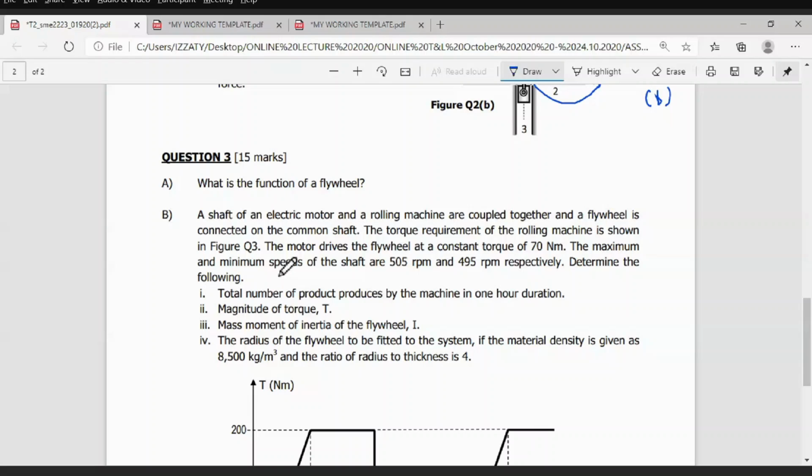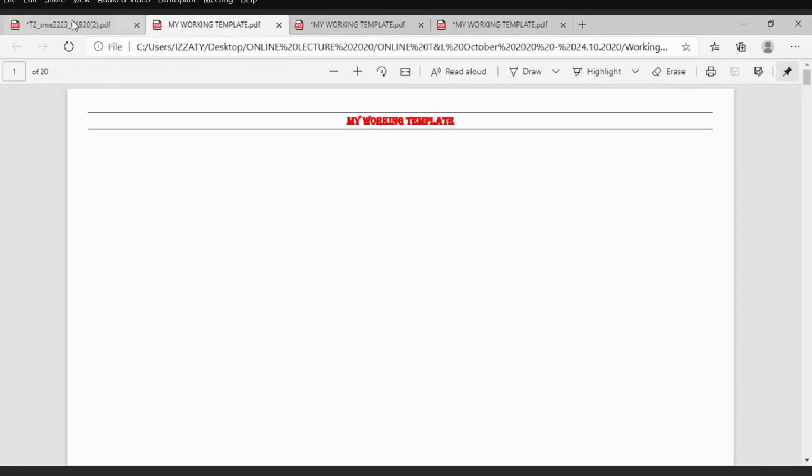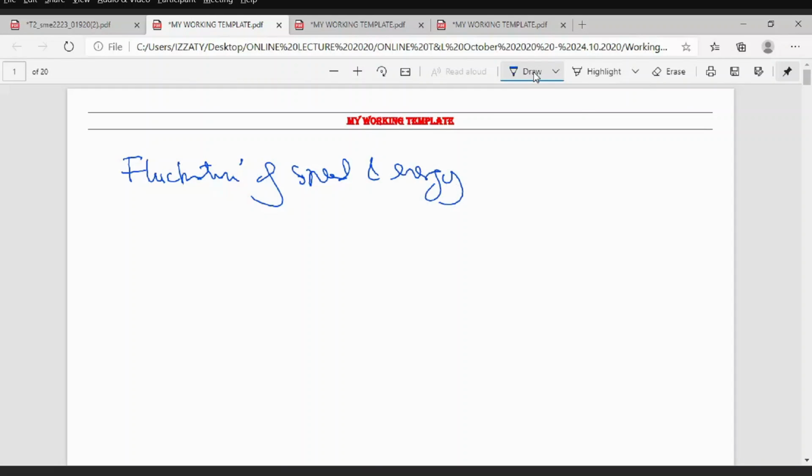Before I do this one, of course, I will explain a bit, because otherwise you might forget the equation or the thing that I'm going to do. So now let me explain a bit what is the fluctuation of speed and energy. This one is an extra note from what we learned earlier: fluctuation of speed and energy.